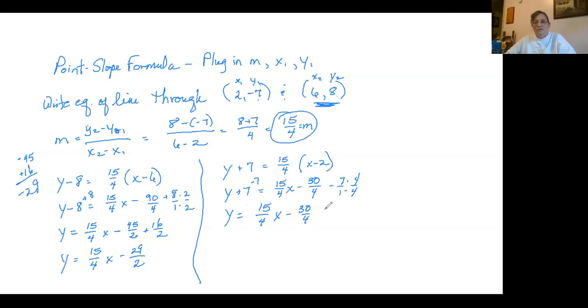I'll go ahead and write this out. Minus 28 fourths is going to be a minus 58 fourths. And 58 fourths will reduce, divide that by 2, divide that by 2. 29, oh, sorry, halves.